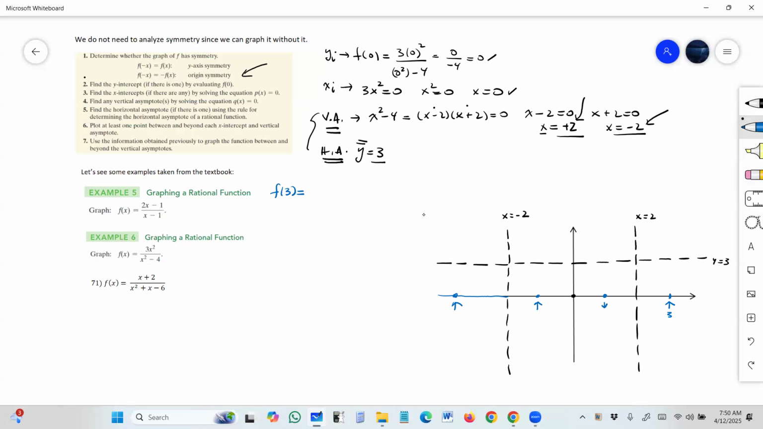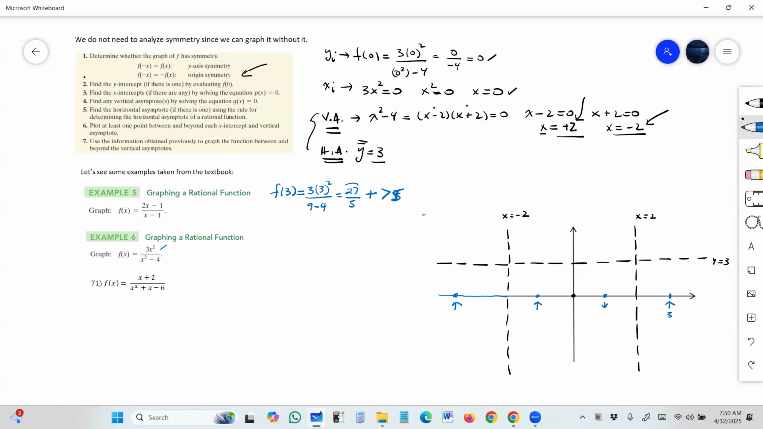f of 3. So 3 squared is 9 minus 4, right? So then I have 3 squared, 9, times 3 is 27, over 9 minus 4, 5. Now, we don't really care about the exact value of this thing, but we only care that it's positive, and it's certainly greater than 4, right? Actually greater than 5.